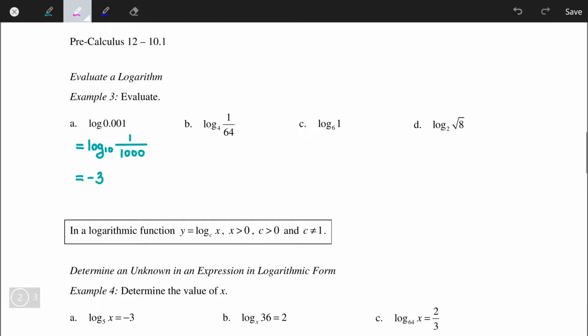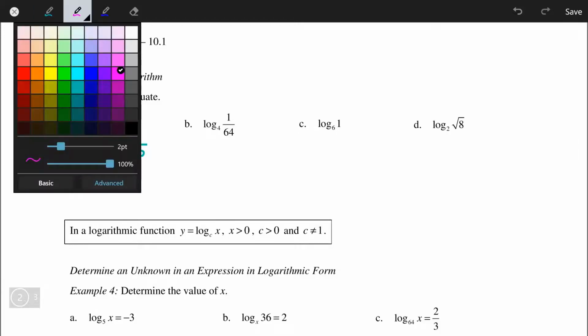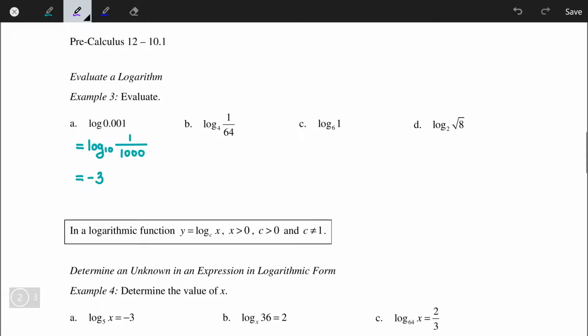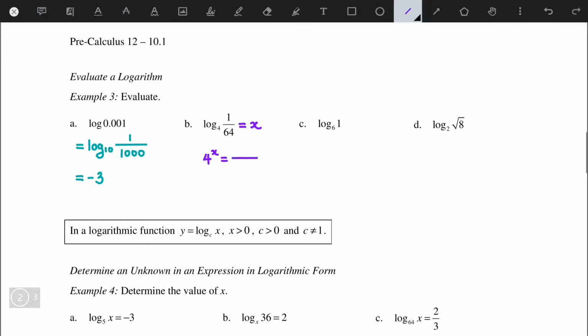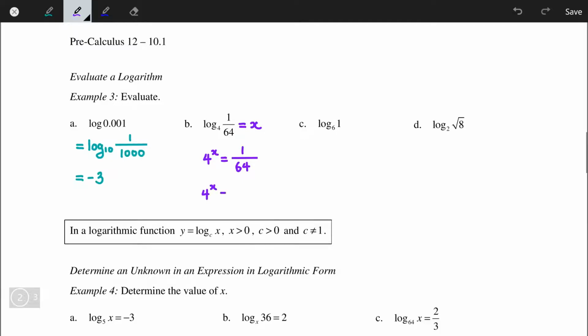So another way to work with these logarithm questions is to set it to be equal to x. So now we can rewrite the entire thing in exponential form. We have 4 to the x is equal to 1 over 64 on the right-hand side. So now, of course, we can rewrite the right-hand side as 4 to the negative 3 power. And in conclusion, we have x is equal to negative 3.